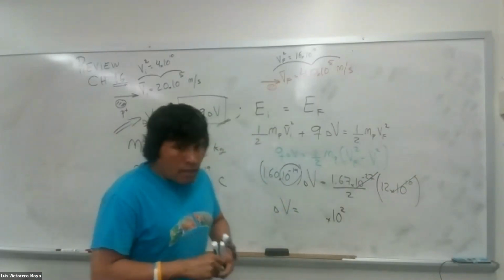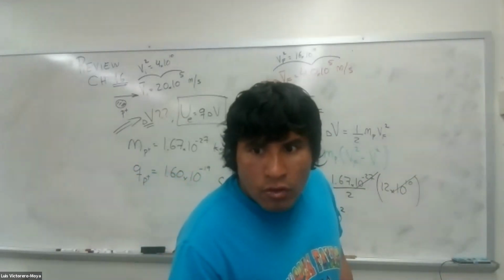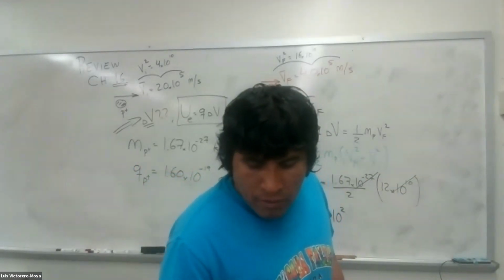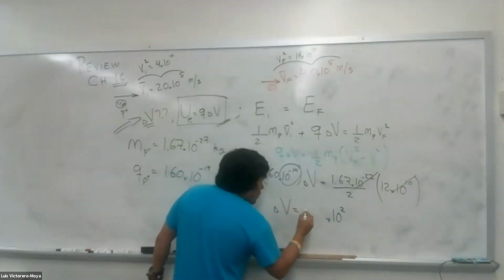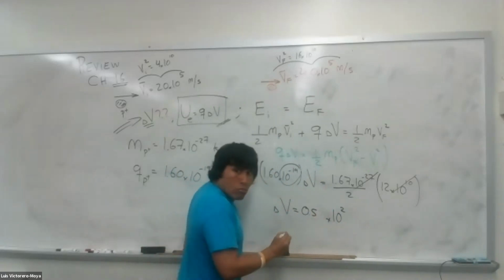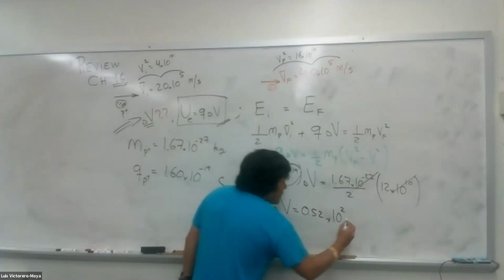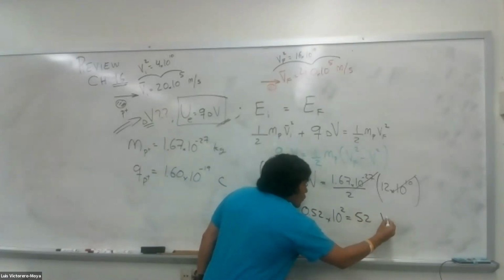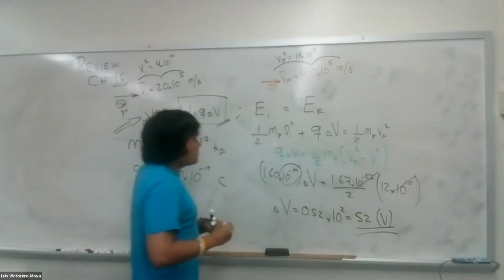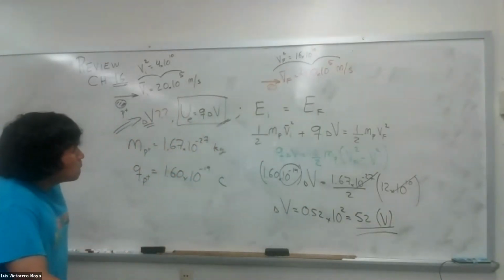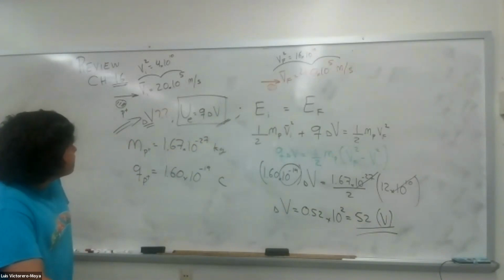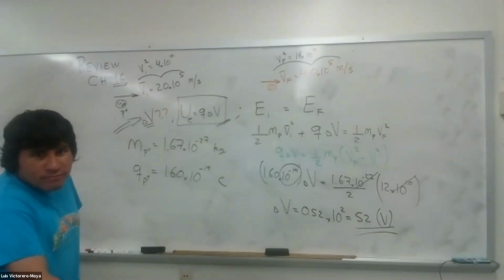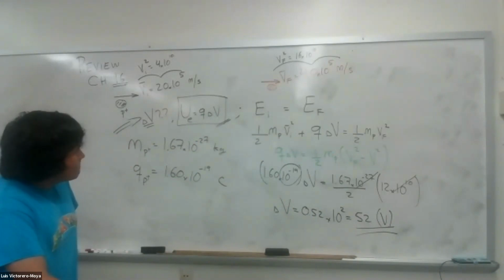So let's do the value there. That should be around 0.5. 1.67 divided by 2 divided by 1.6, 0.52. Times 100, 52 volts. There you go. Are there any questions about this? It's conservation of energy using electric potential energy.